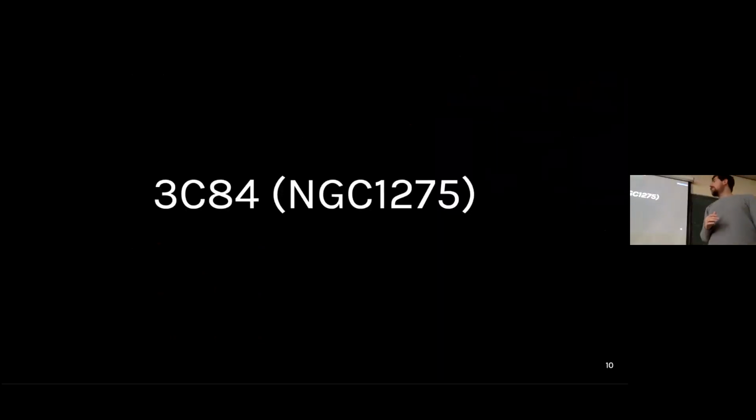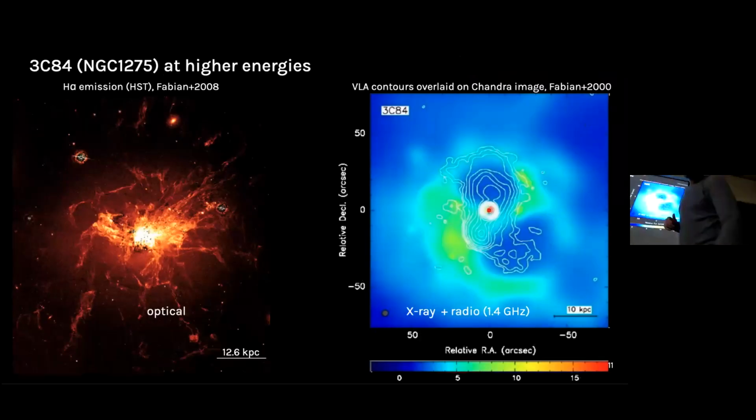And now let's focus on the source of my work, which is 3C84. So 3C84, or the host galaxy, which is called NGC 1275, is pictured here at higher frequencies. On the left, we have an optical image. What you can see here is the velocity of the emission line, and most strikingly, you can see these filaments around the core, which are supported by the magnetic field.